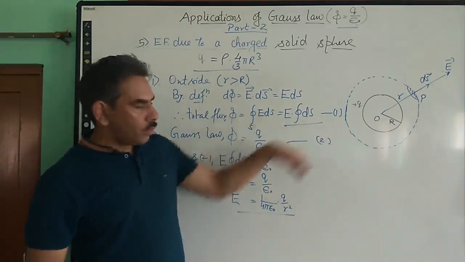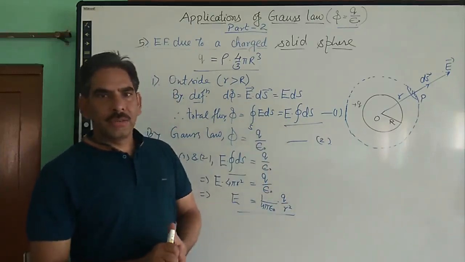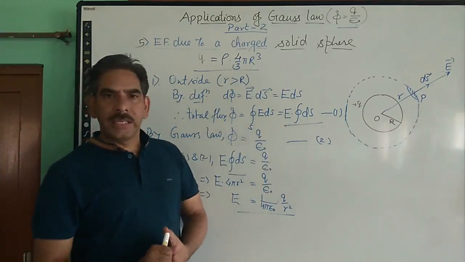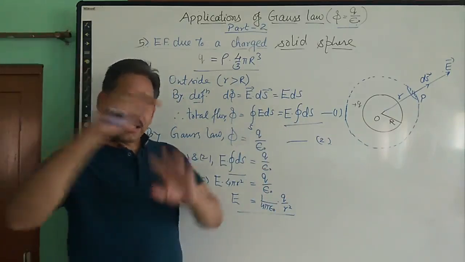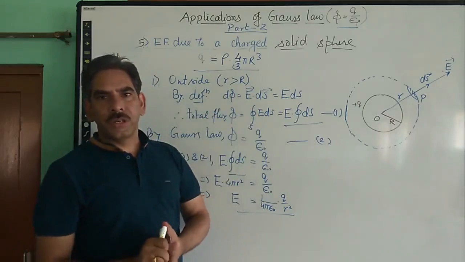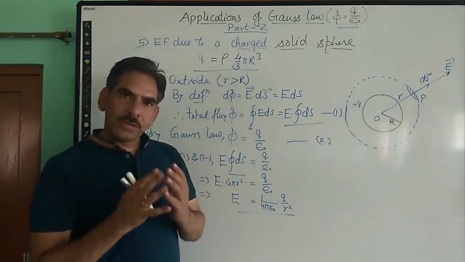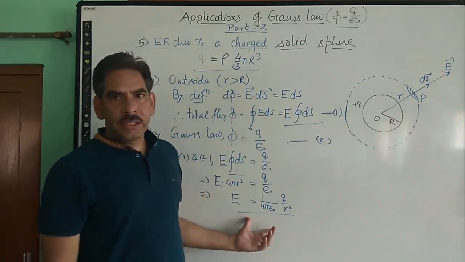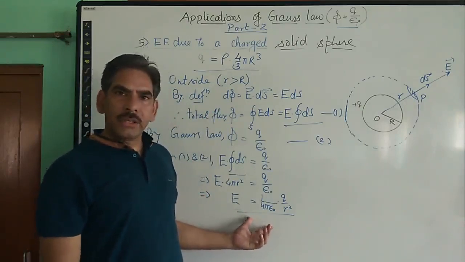So we can conclude from these two discussions that whenever we are calculating the electric field at a point outside a solid sphere of charge, the solid sphere of charge behaves as a point charge, and the electric field is very similar to the electric field due to a point charge.